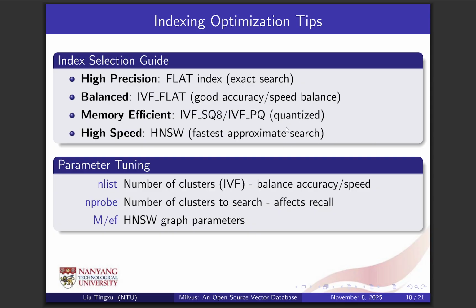Next, let's talk about some optimization tips. First, let's talk about the selection guide. If you want high precision, you can use the FLAT index. It's an exact search. If you want balance, you can use IVF FLAT. It balances good accuracy and speed. If you want memory efficiency, you can use IVF SQ8 and IVF PQ. If you want high speed, you can just use HNSW. And below are some contents about parameter tuning.